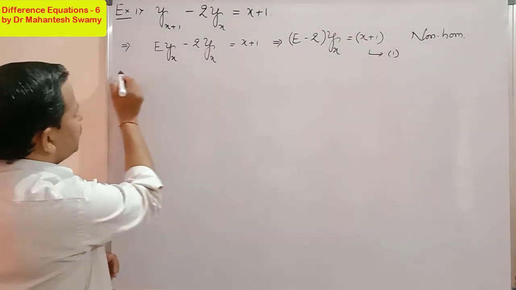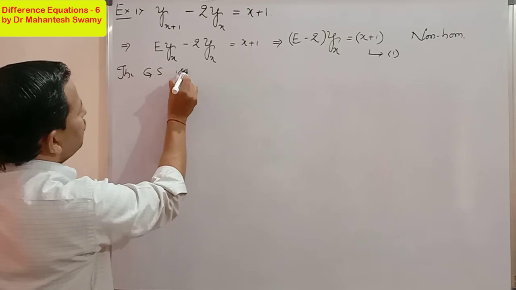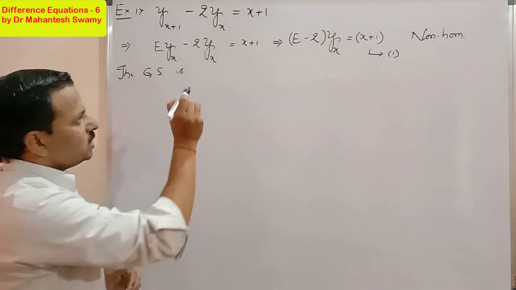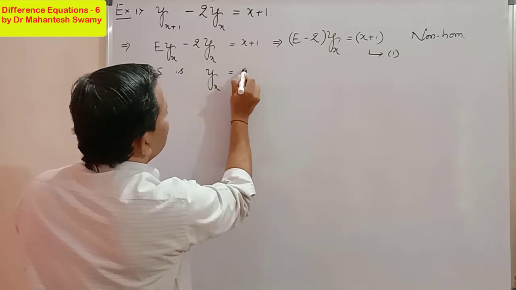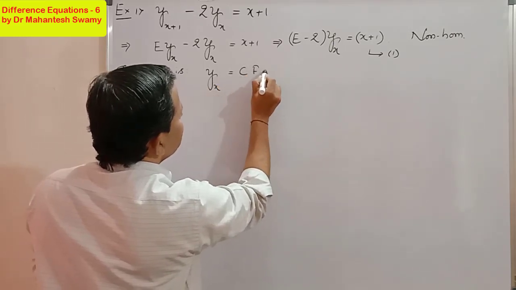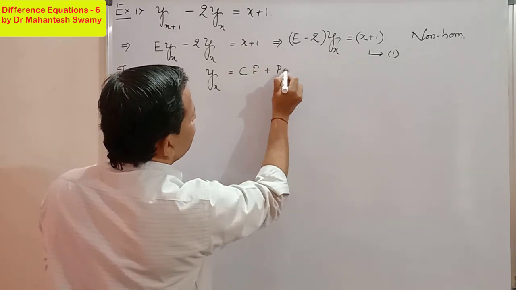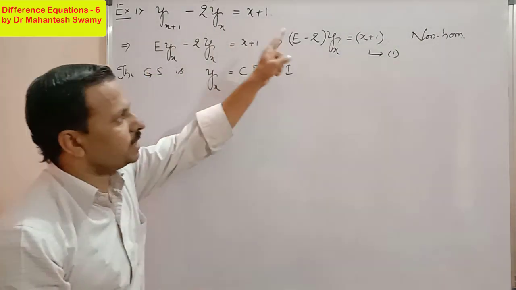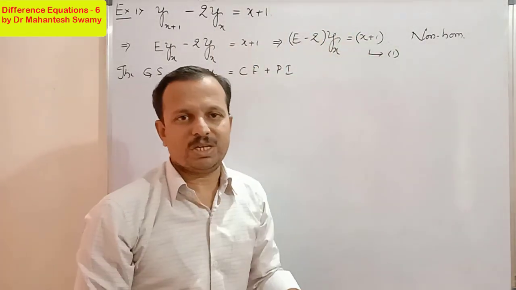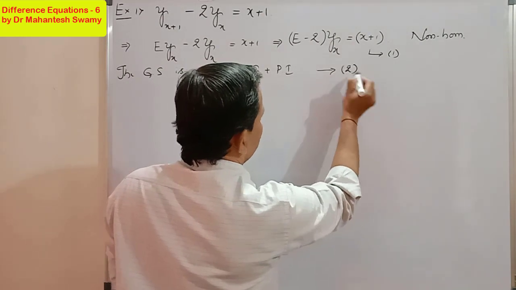The solution of this, the general solution is, what is the general solution? General solution is y(x) equals to, I have explained you, the general solution is complementary function plus the particular integral. So there will be two parts in the general solution of the difference equation which is non-homogeneous. So this we have to take as equation number 2.